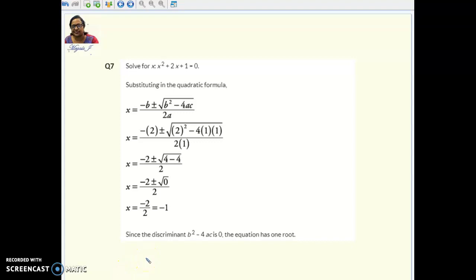Okay, we'll go to the next slide. This is the third slide we are going to do now. Question number 7. 2 up to 6 we have completed already. Solve for x square plus 2x plus 1 equal to 0. So again here there are two things. One is factorization and another one is solving through the equation formula.